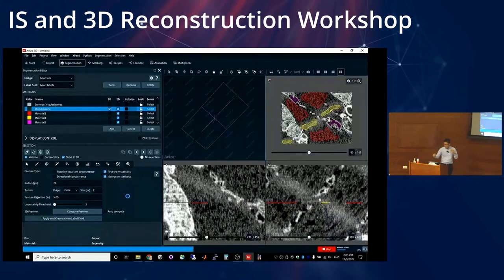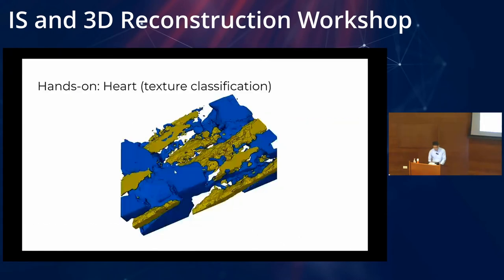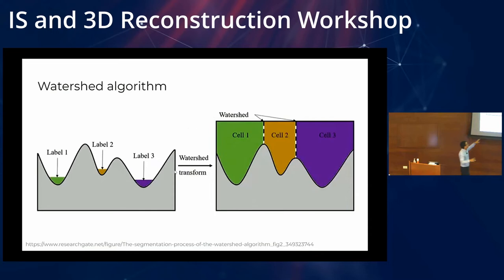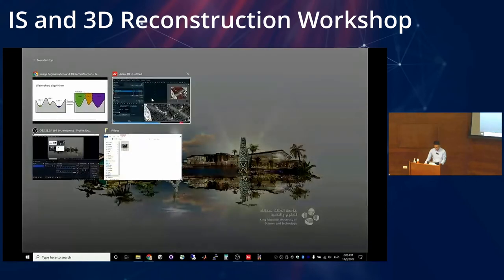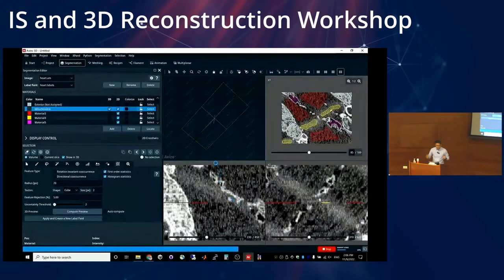There are some gaps. But even if I have those gaps, if you remember the watershed, imagine that these labels are the ones the texture classification generated for me, but there are some gaps. If I use watershed now, boom, it's going to fill it up. Then you get, hopefully, a really nice segmentation. That's what I'm going to show. So this is a nice example of mix and match, mixing and matching different tools.